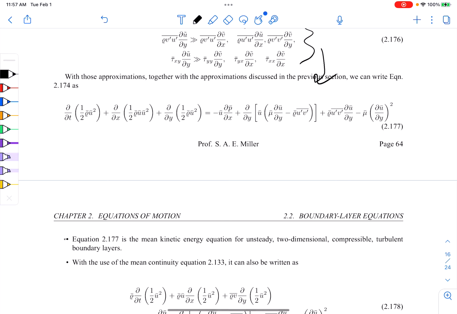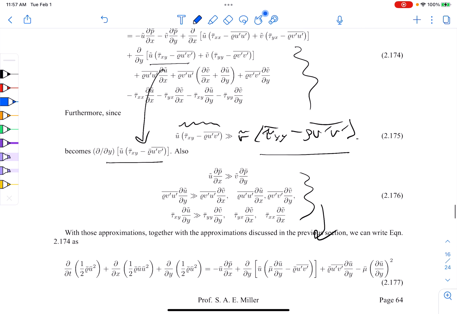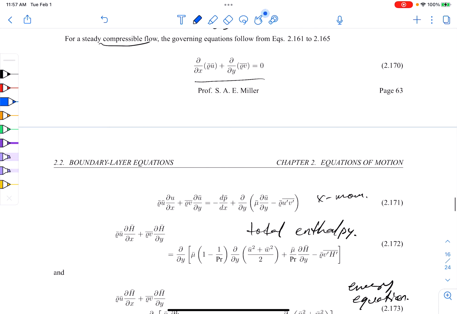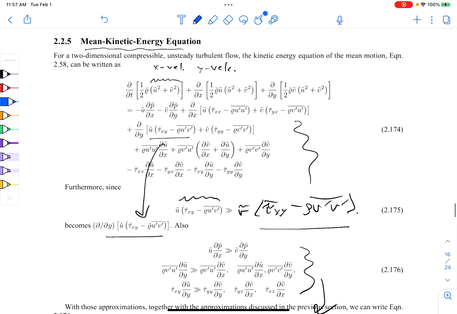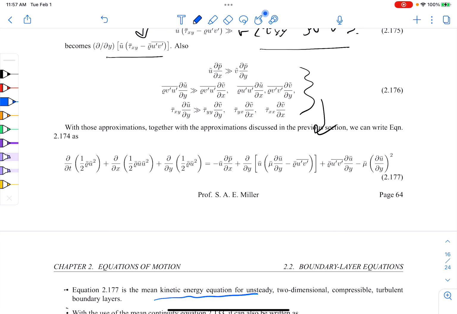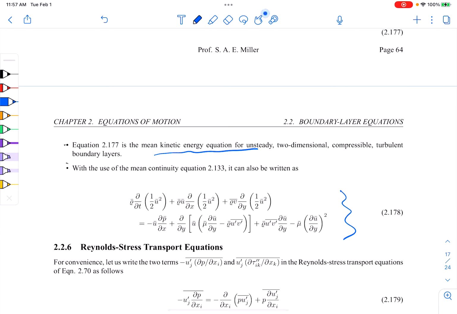And I noted here a few things, and I'm not going to write them, I'll just read them to you. I said that equation 1.77 is a mean kinetic energy equation. It's unsteady, two-dimensional, compressible for turbulent boundary layers. And you can take this continuity equation way up here, right here, 2.170. And we can take 1.77 and simplify it here in 2.178.